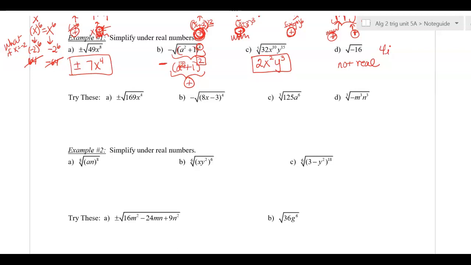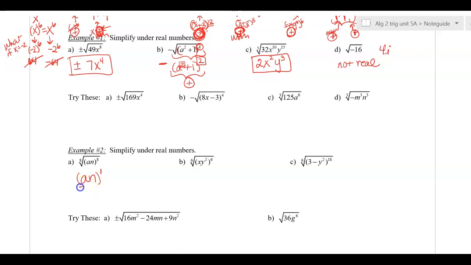All right, we're going to look at example 2. And then at the end, I'll come back to the try these, depending on how much information you feel like you need for the lesson. So here we have the 8th root of (an)⁸. So the 8th root of an 8th power would just be this thing to the 1st power.